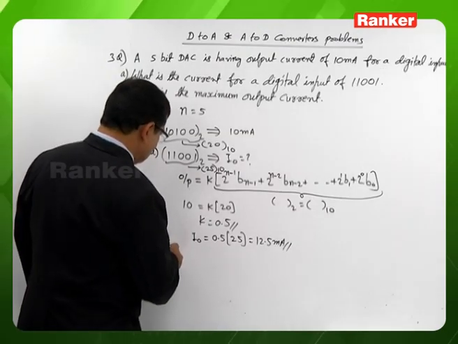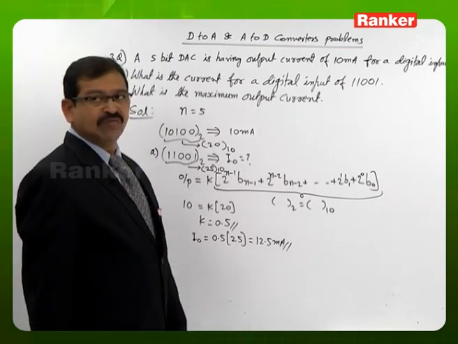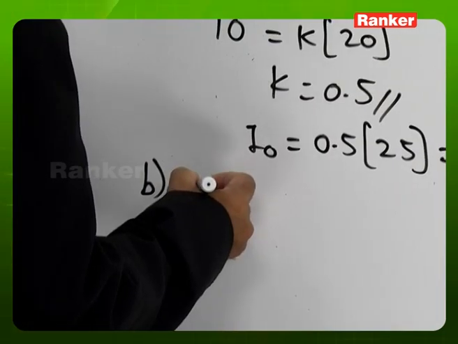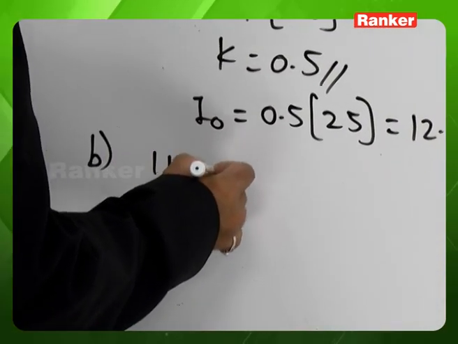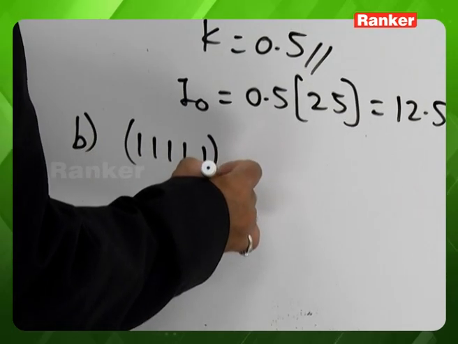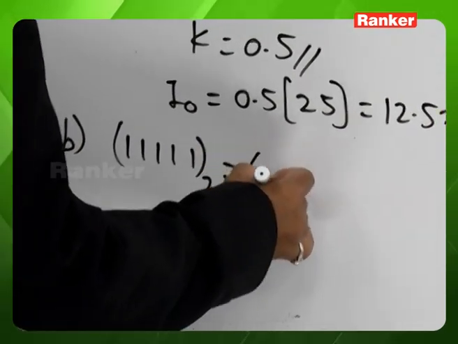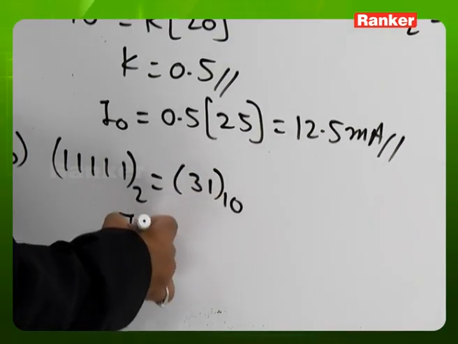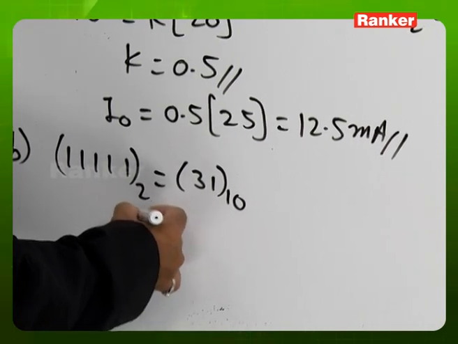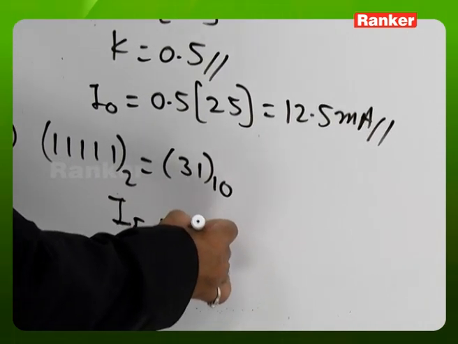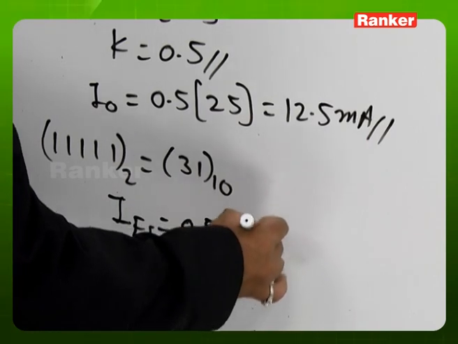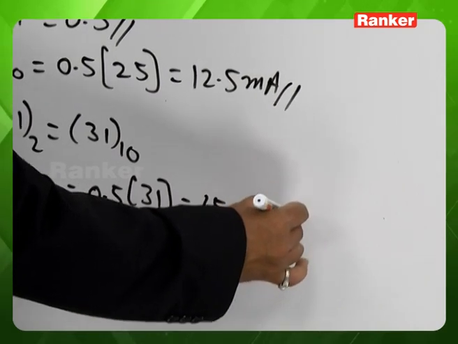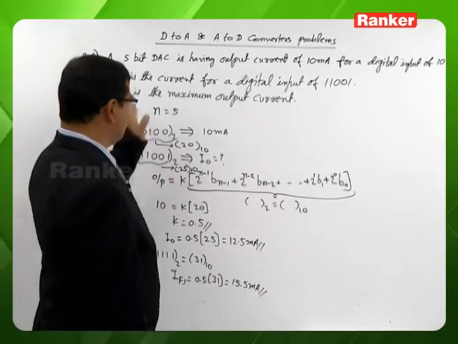And coming to the b bit, what is the full scale output current? The full scale output current occurs whenever all the bits are 1. For this 5-bit case, that is decimal 31. So the full scale output is K, 0.5 into 31, which gives 15.5 milliamps. So it is the answer to the b bit.